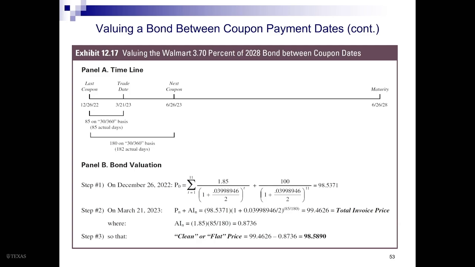That does matter. That is what I would actually pay Ryan to buy this bond. But that's a number that includes 2 things. It includes what the bond is actually worth today, plus the accrued interest that I owe him. So that's what's called the total invoice price. It's the total amount I end up having to pay.